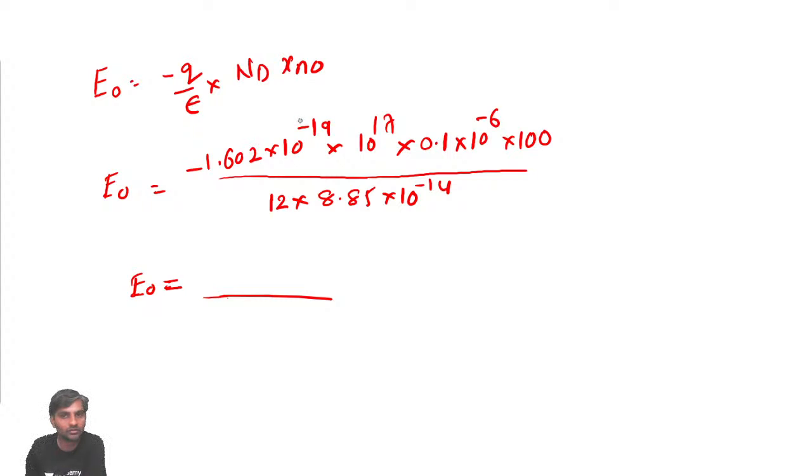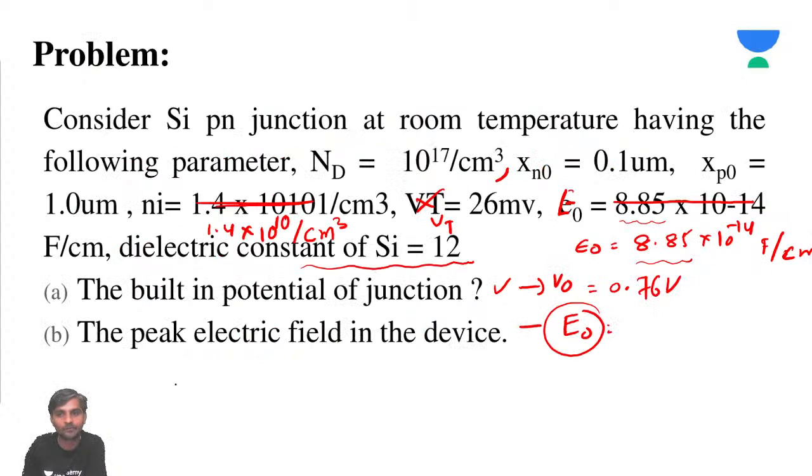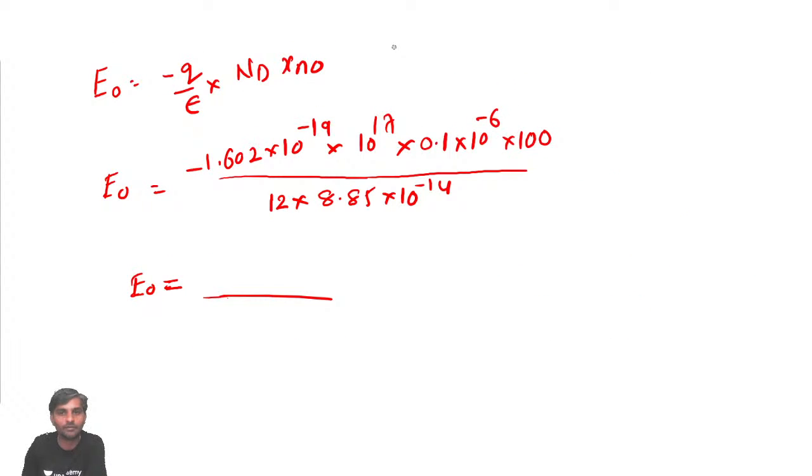Xn naught, you apply Xn naught. What is the Xn naught value? 0.1 micrometers. Convert them into centimeters. As everything is in centimeters, we convert this into centimeters also.